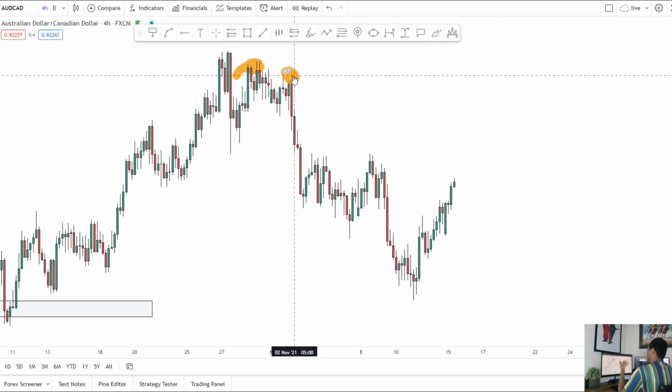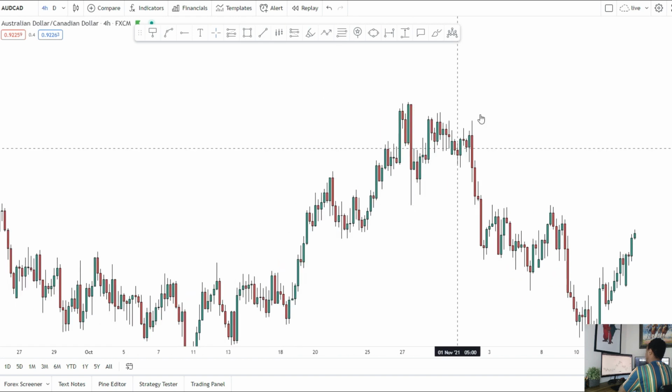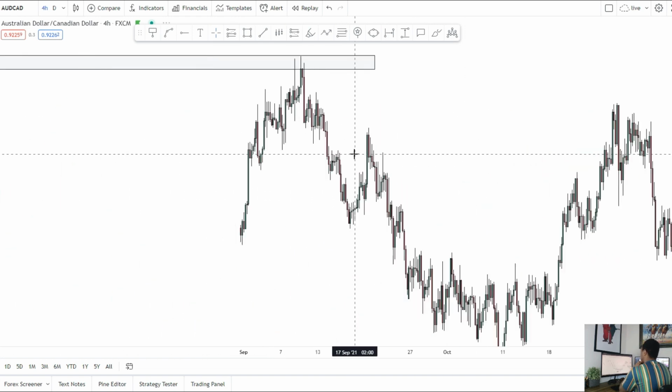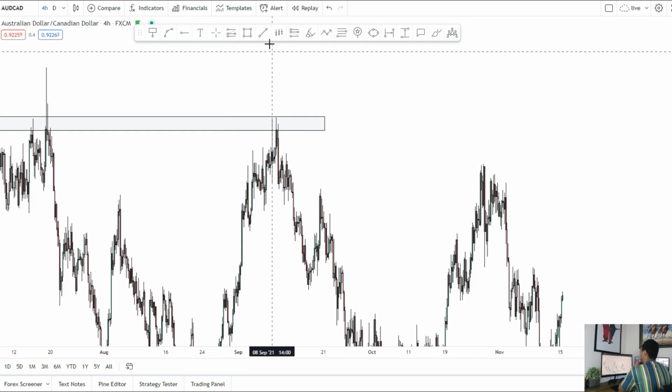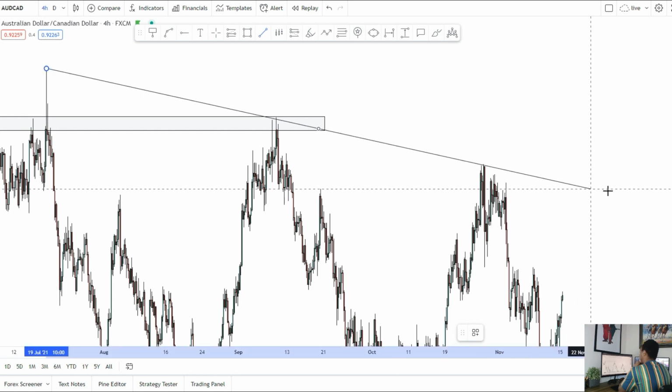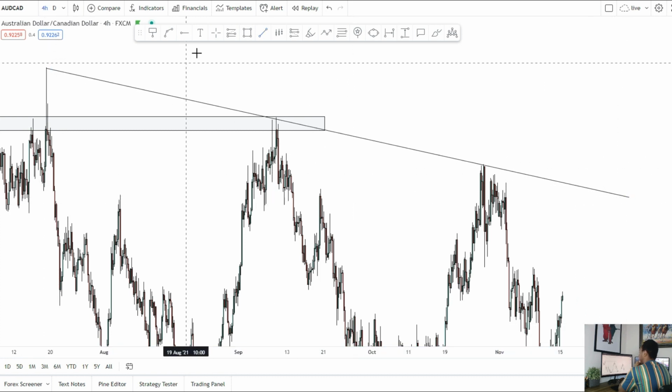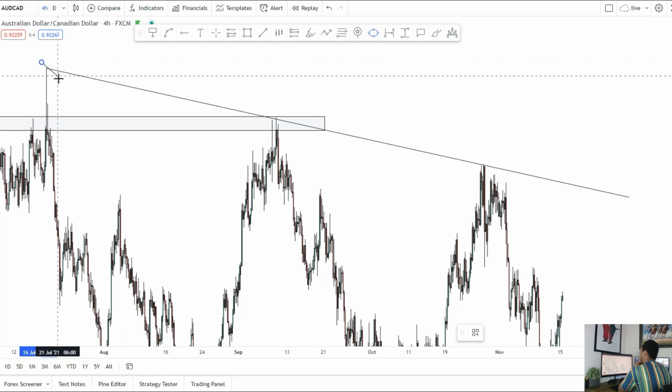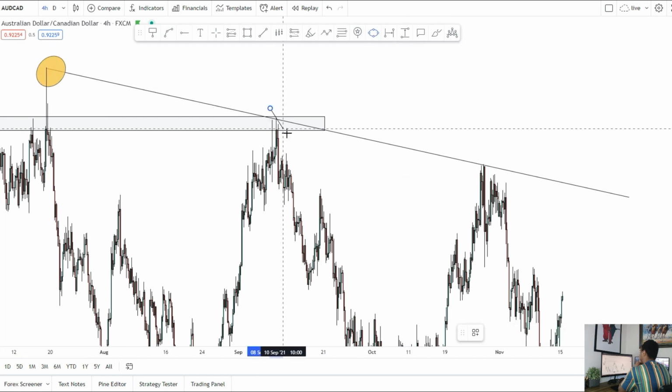So again, like I said, we're looking for area of value. Actually, I forgot to show you the area of value here. So let me just zoom out for you guys. We had a really nice trend line here, and that price came to test for a third time. So you can see here, first test over there, second test over here, third test.